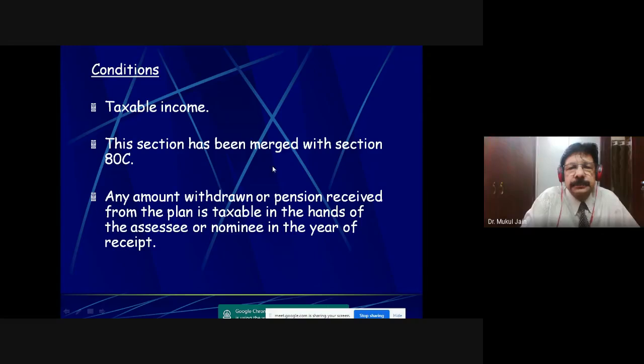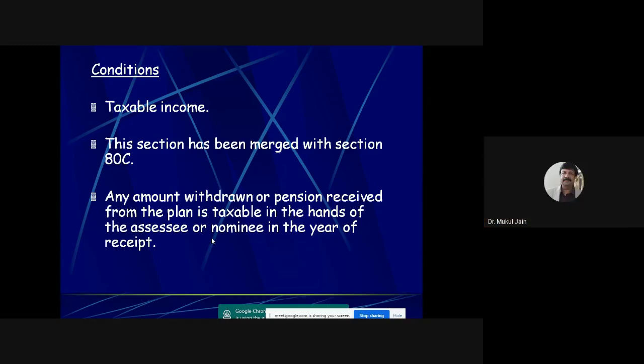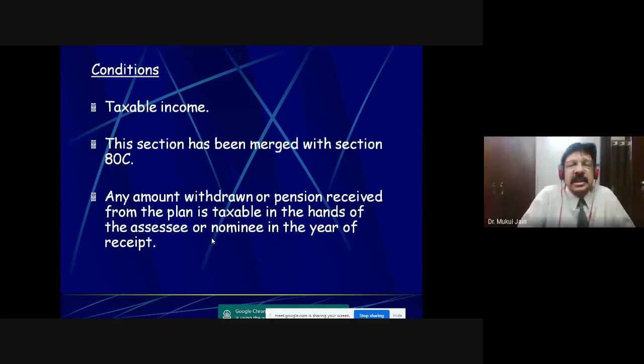But any amount withdrawn or pension received from the plan is taxable in the hands of the assessee or nominee in the year of receipt. Whenever pension is received from this plan, when the person is not retired and is contributing to the pension fund, that contribution can be deducted year after year. Whereas at the time of retirement, when the person gets the pension out of that fund, that pension will be taxable income.